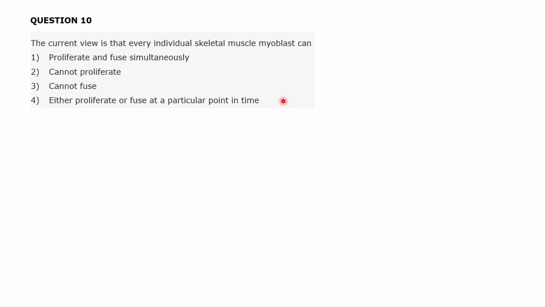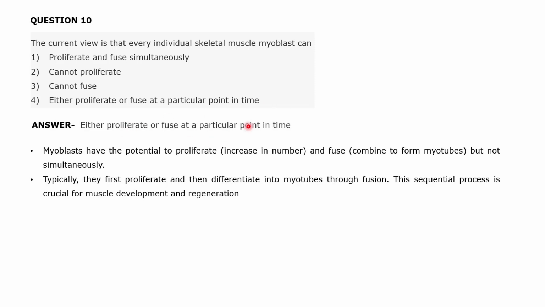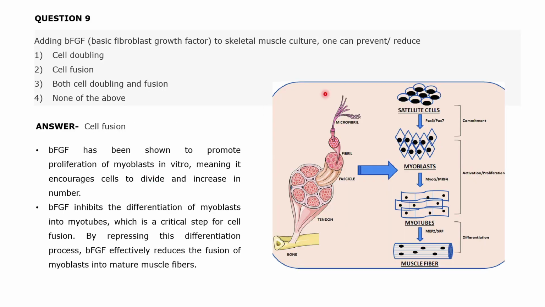Yeah, so basically you are right. The answer to this question is either proliferate or fuse at a particular point in time, right? So myoblasts have a tendency to proliferate and fuse, increase in number, and fuse to form myotubes, but not simultaneously. So first you need to know this step. Basically here I am just repeating it. Satellite cells actually divide and then form myoblasts. So myoblasts then combine or fuse, losing some of the patterning or cell boundary.